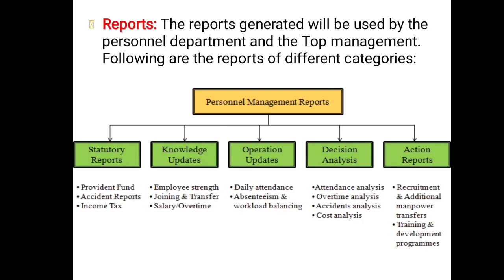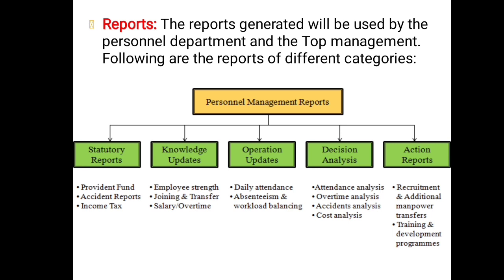Next is reports. So your MIS system for your personnel department can generate various types of reports. I have classified these reports into 5 broad categories. You have statutory reports, knowledge update reports, operation update reports, decision analysis reports, and finally we have action reports. A statutory report is basically an obligatory submission of financial and non-financial information like your income tax, accident reports, and provident fund to the government. So these reports will be generated through this MIS system, which can be submitted to the government officials.